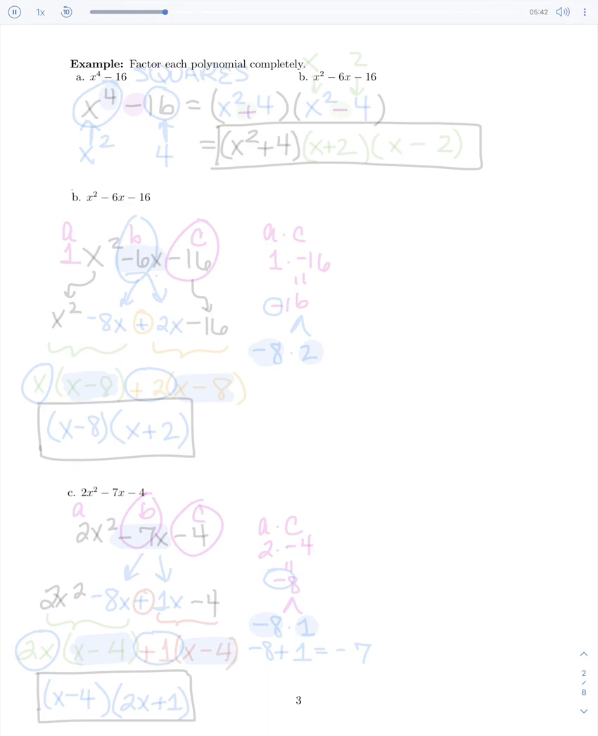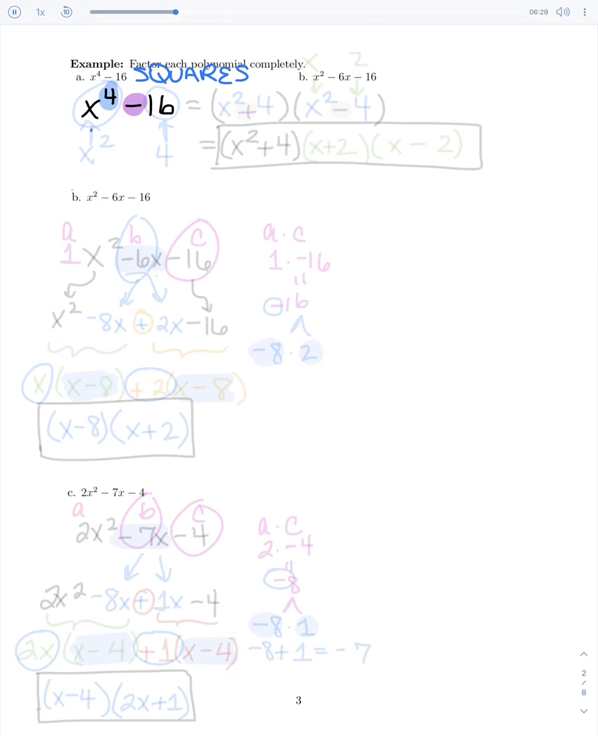Let's start with the first example, problem A. In problem A, we've got x to the fourth minus 16. Well, first of all, I don't see anything in common between both terms, so I'm going to move on to the size. The size is that we've got two terms, so it's either going to be squares or cubes. Because my exponent is only divisible by 2, I know I'm looking at squares, which is perfect because I do have a minus sign. Remember, I can only factor squares if there's a difference, a subtraction sign in the middle.